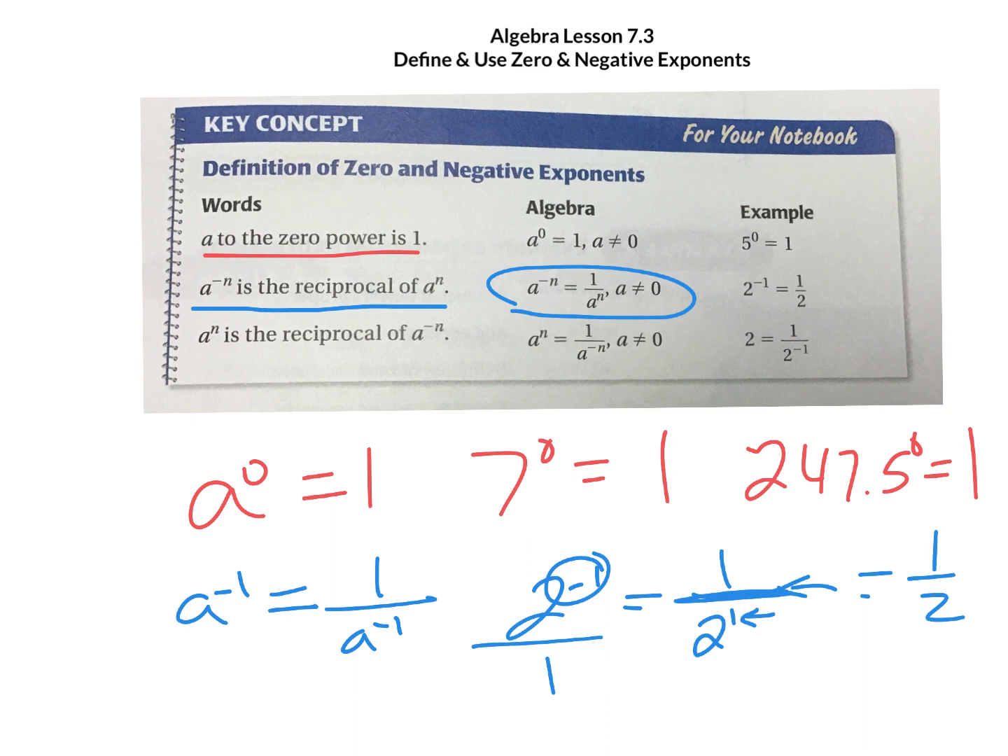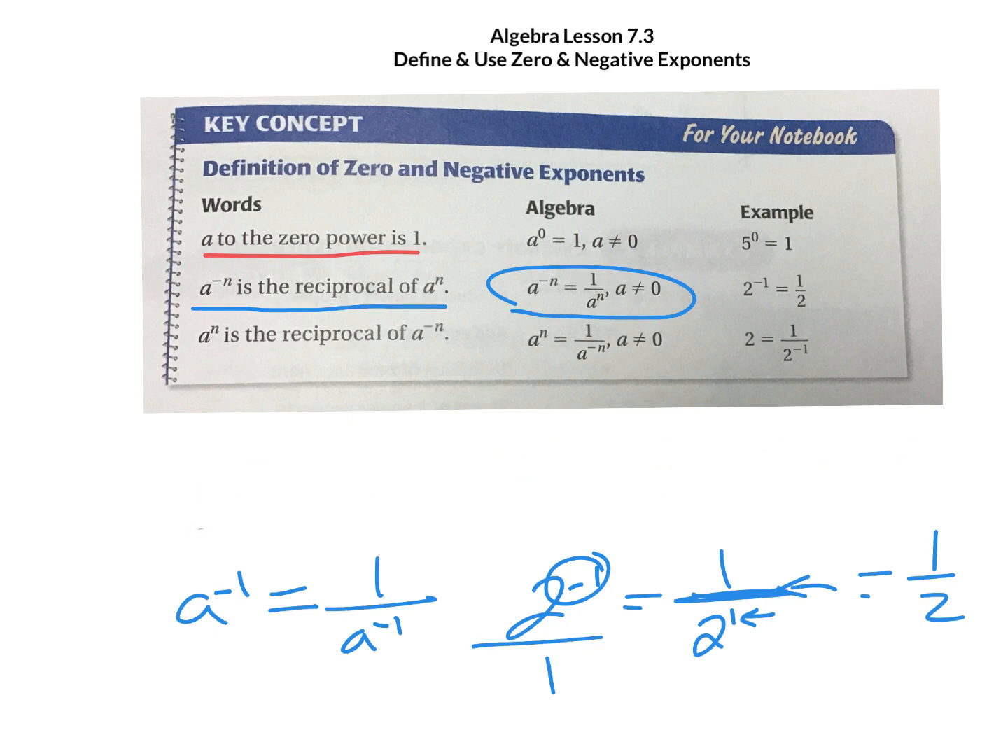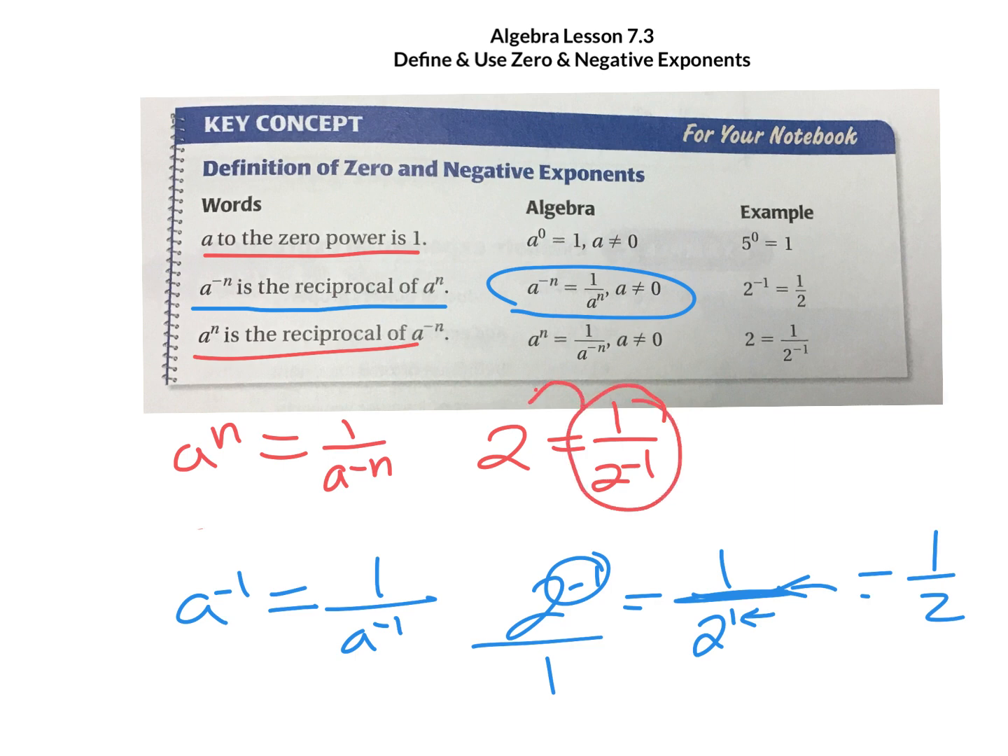All right, now I'm going to erase this top. The last rule is that any number to the power of negative n also equals 1 over a to the n. You can put it on the bottom by making the exponent negative. So for instance, if I have a whole number 2, you can write that as 1 over 2 to the negative 1. Now, you'll never really do this. What you'll do is go from this back to here.